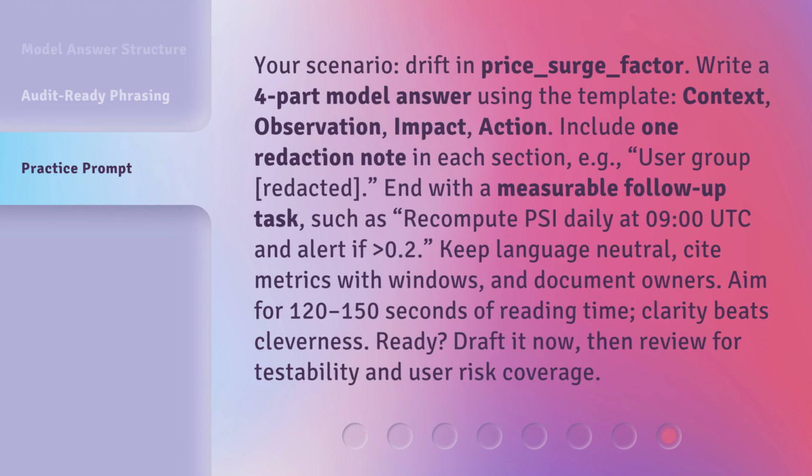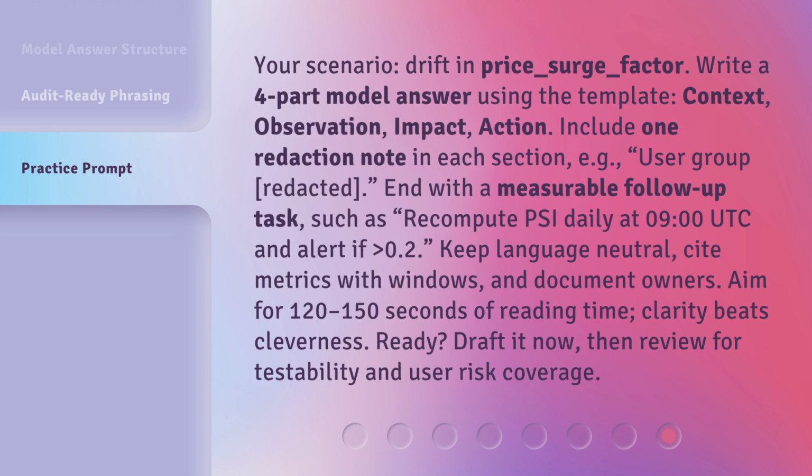Your scenario: drift in price surge factor. Write a 4-part model answer using the template: context, observation, impact, action. Include one redaction note in each section, e.g., user group, redacted.